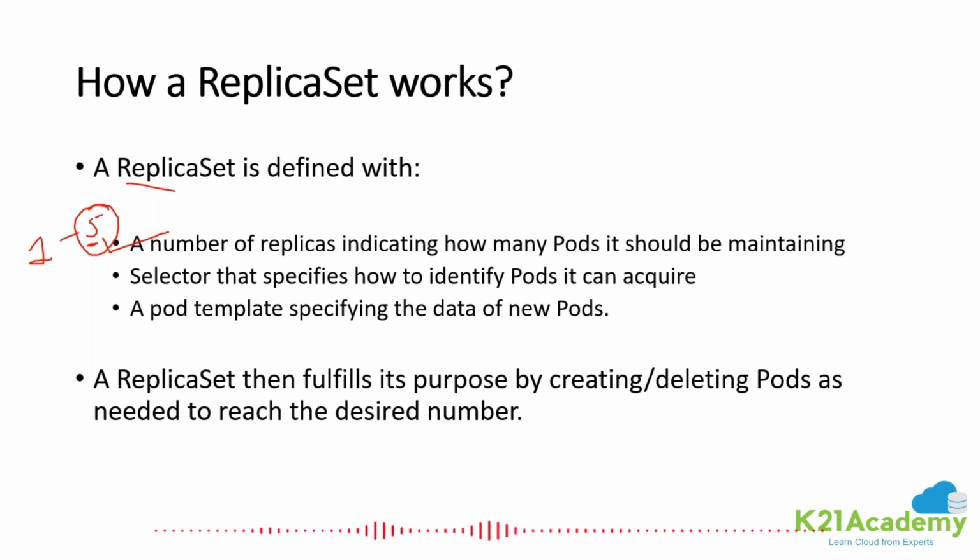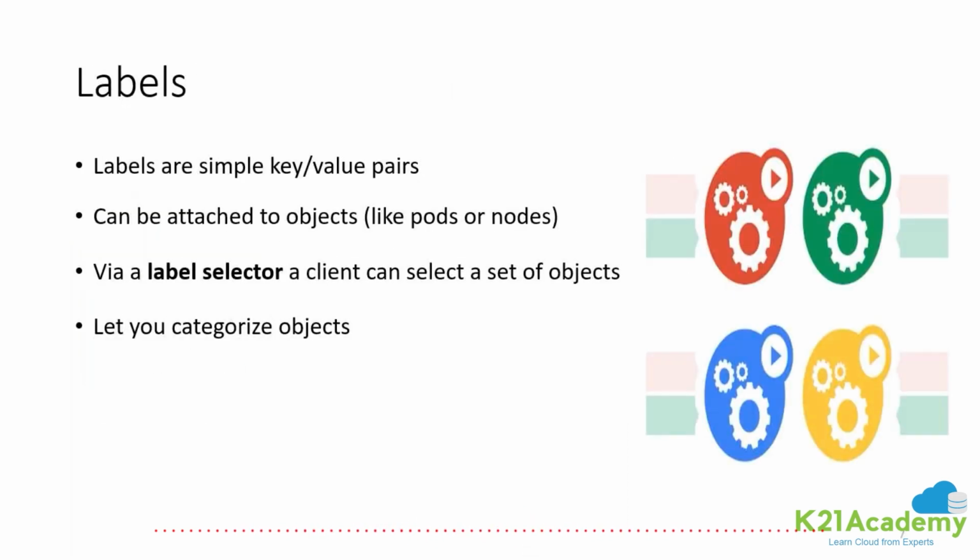So how does it know which pods I'm talking about? That's the problem. The solution for that is we give the filtering condition for the replica set. We tell it how to identify those pods. We do so with the help of something called labels.